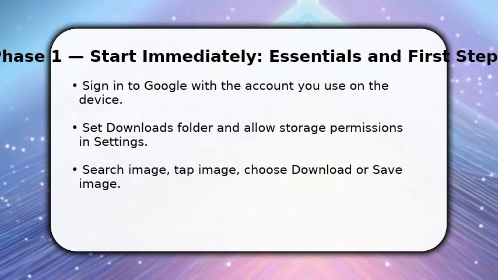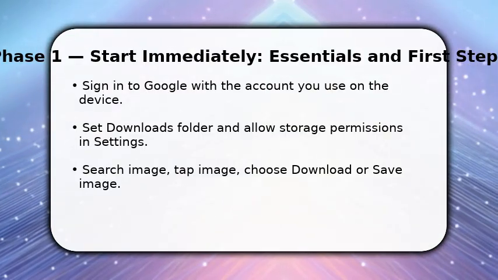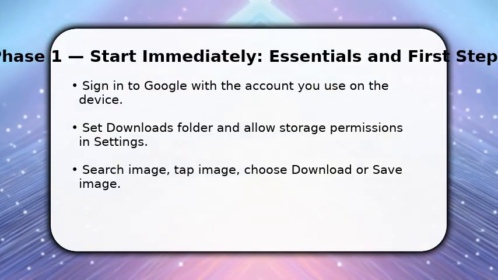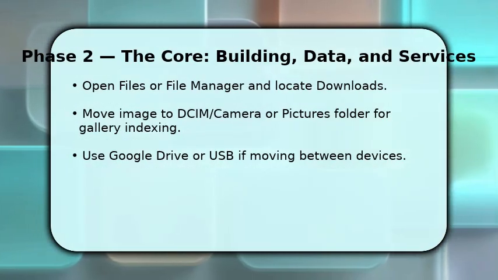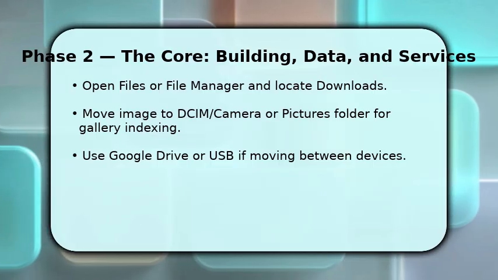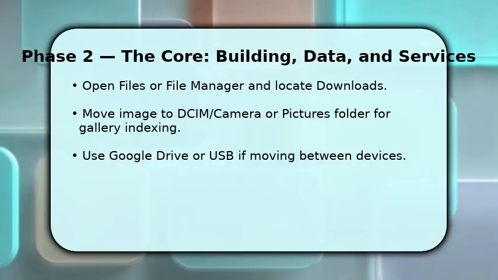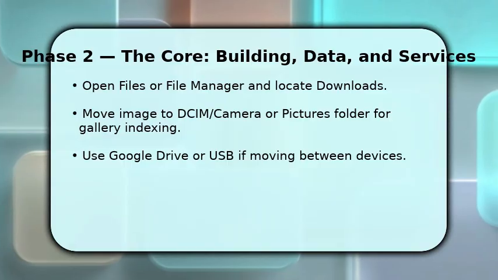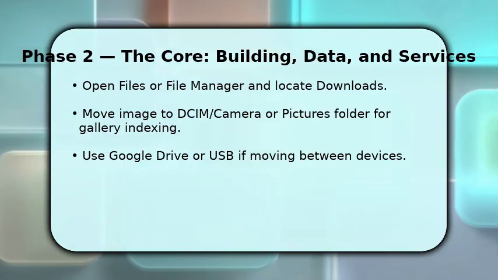Once saved, note the file name and location so you can move or rename it later. This prevents duplicates. Once the image is saved, open your Files app to find downloads, then move the file to a folder the gallery scans, commonly DCIM/Camera or Pictures. This ensures the system media scanner picks it up and shows it in the gallery app.